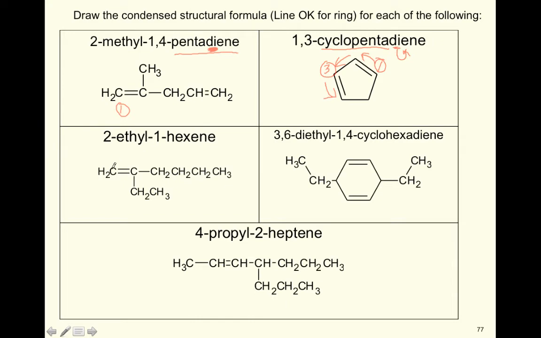3-ethyl-1-hexene. I have 1, 2 carbons, 3, 4, 5, 6. The reason why this is a hexene is because the longest continuous chain must contain the whole double bond. I have 1, 2, 3, 4, 5, 6, 7. This is a longer chain, but it does not contain the complete double bond. So this is a good example to work both ways to get some good practice out of it.